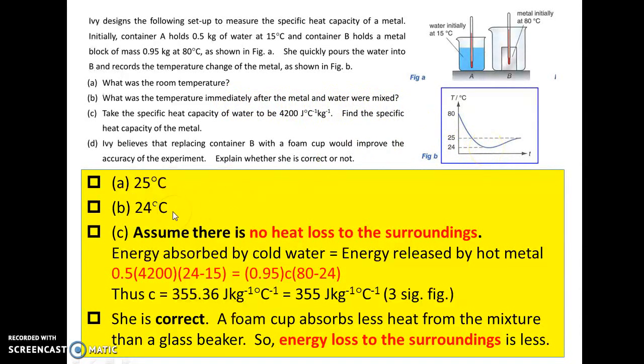Answer for part B. Now for part C, to find the specific heat capacity of the metal, we set up the equation by assuming conservation of energy and no heat loss to the surroundings.